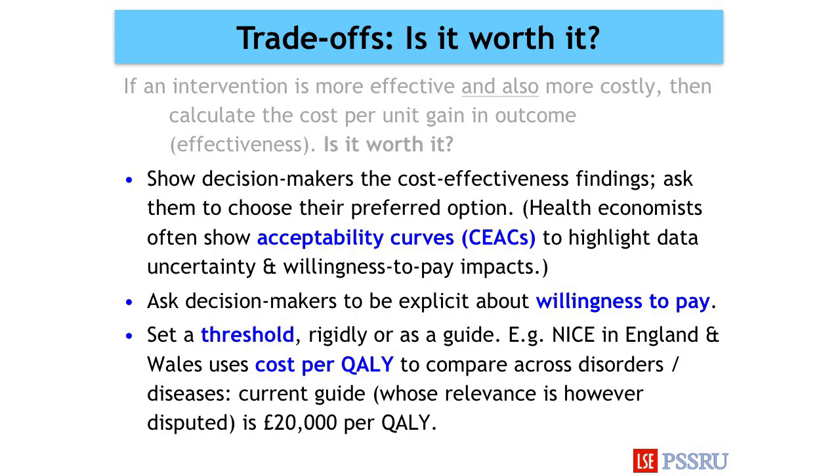The second will be to ask decision makers to be quite explicit about willingness to pay. But as Richard was arguing this morning, for example, that's incredibly difficult in many territories. And the third is to set a threshold. And NICE do this, and Richard mentioned this as well, that NICE have this threshold of between 20 and 30,000 per QALY.